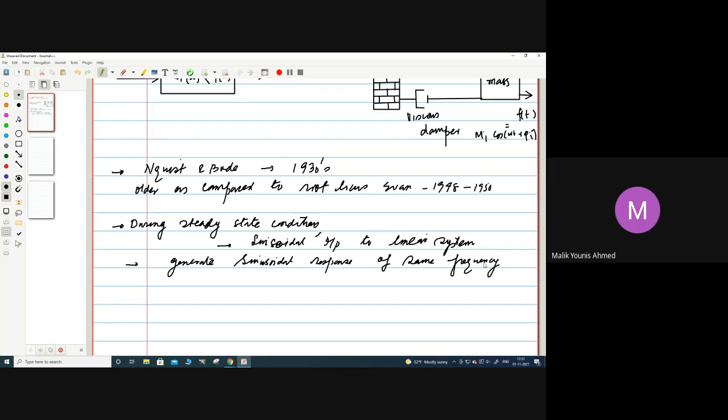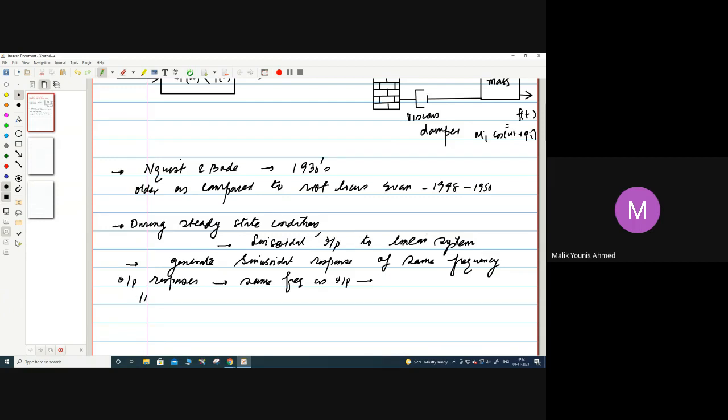Even though these responses have the same frequency as the input, what is going to happen here? They will differ in amplitude and phase angle from the input. Again, during steady state conditions, we give an input to any linear control system; they generate sinusoidal responses, but the frequency remains the same. That is the first thing. Now, even though the frequency is the same as that of the input, they will differ in amplitude and phase angle from the input.